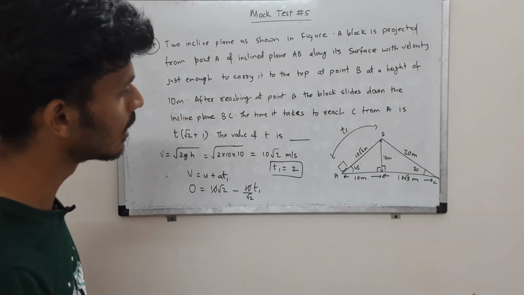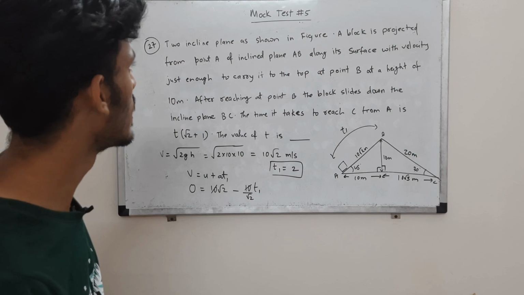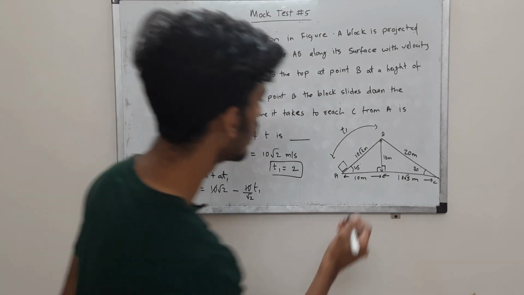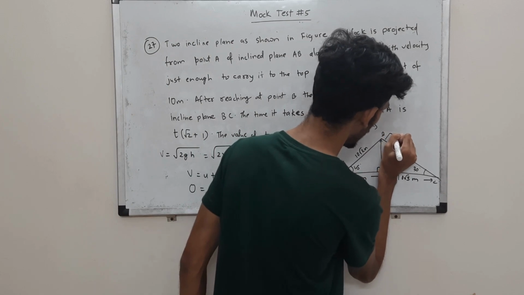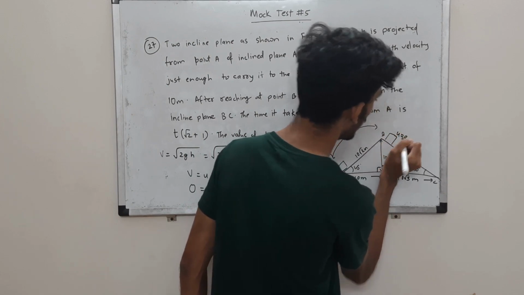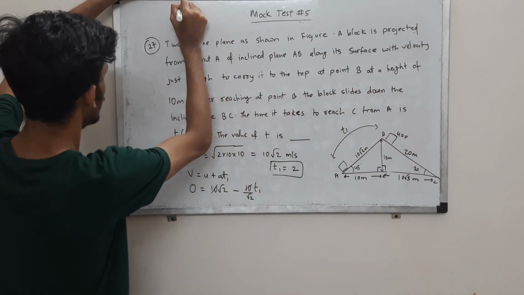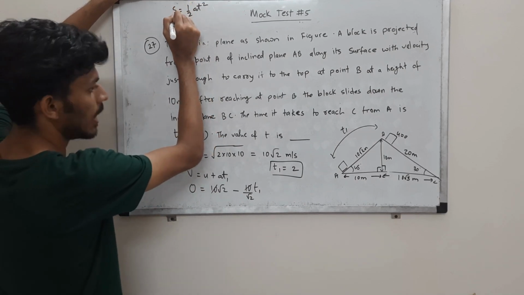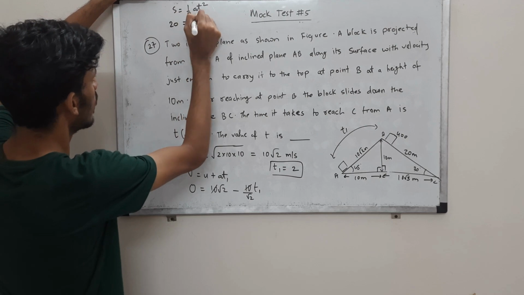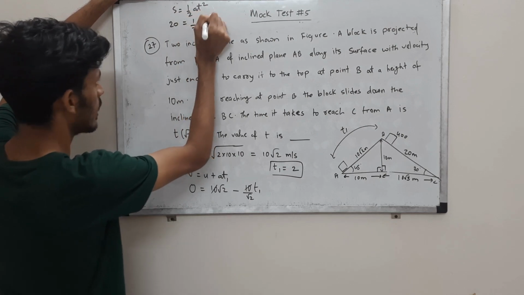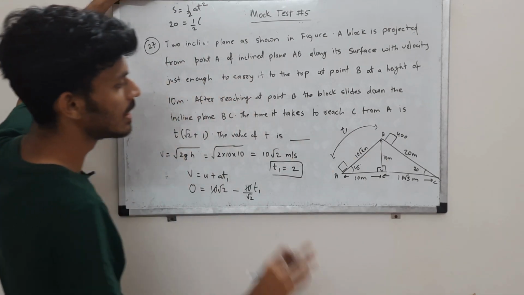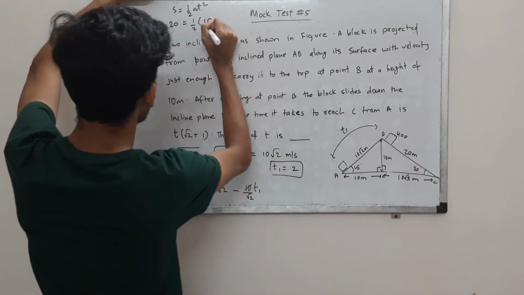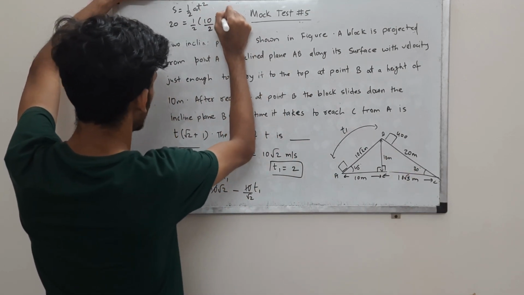BC is 20 meters, right? So we can use S is equal to ut plus half at square. Here the block is beginning with 0 initial velocity, u is 0, so we can simply use S is equal to ut plus half at square. Okay, so S is 20. This is half. Acceleration down the incline is g sine theta, so g sine 30, sine of 30 is half, and t square we are supposed to find.